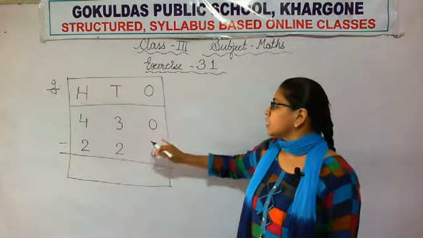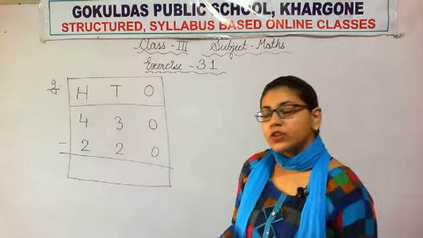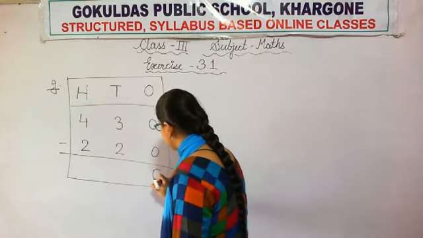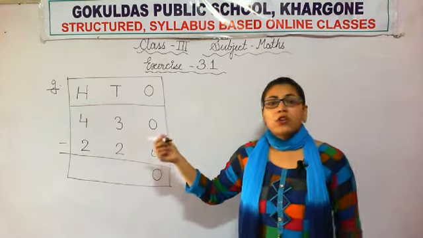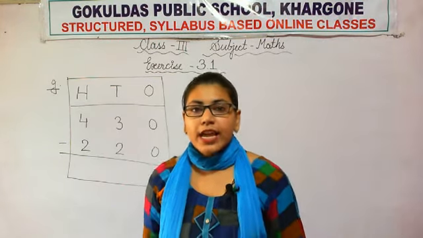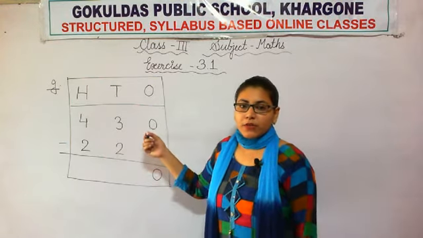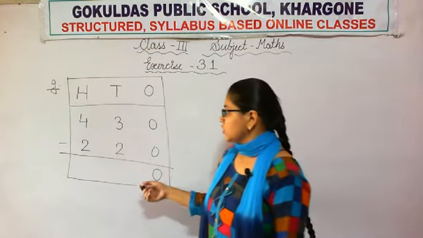Starting from ones, 0 minus 0. At ones place both the numbers are 0. So, 0 minus 0 is equal to 0, so we will write 0. See, 0 means we will not draw any stick. Nothing was there and we subtracted nothing.